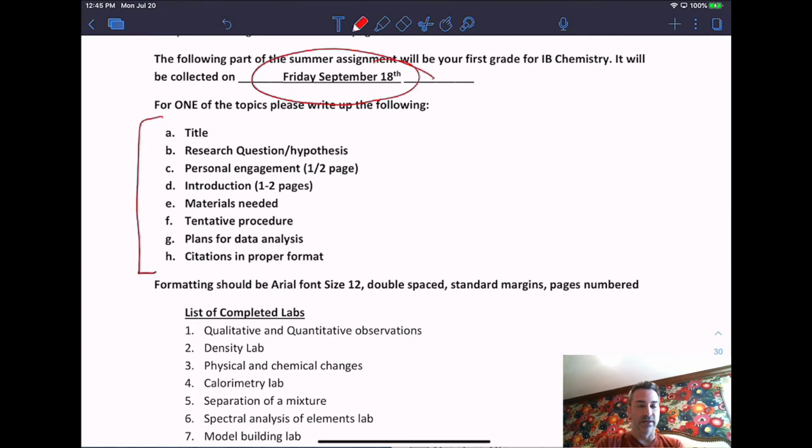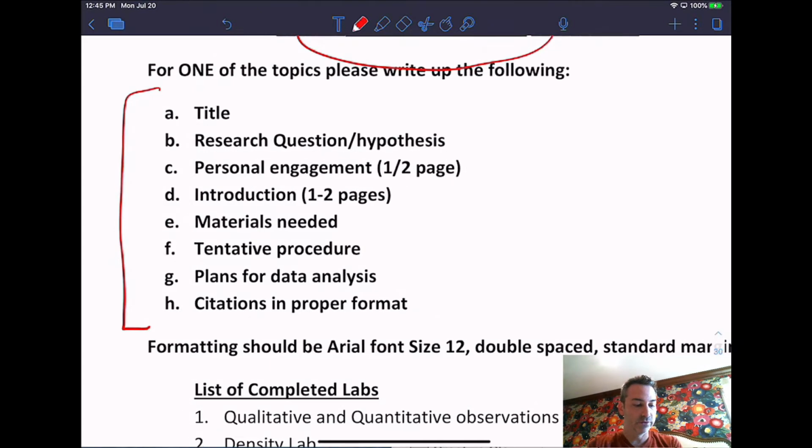That date has a little bit of flexibility in it, but the first thing you need to do is come up with a research question and a hypothesis of what you're going to study. From there, you could frame out what the title would be. You should have a personal engagement, about half a page. You should have an introduction that includes background, and that's going to be part of the exploration. You should have the materials needed, an idea of what your procedure is going to look like, and any plans you have for data analysis.